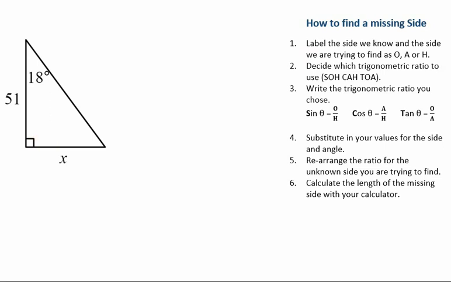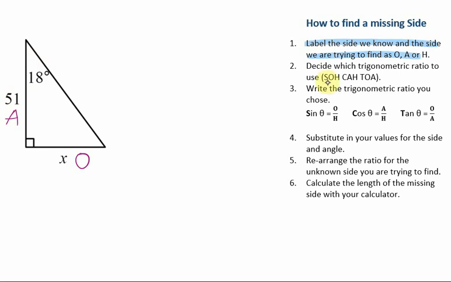So our first step, finding unknown sides of a right-angled triangle, is labeling the side we know and the side we are trying to find as opposite, adjacent, or hypotenuse. We know this side 51, and that is the adjacent side, so I'm labeling that A. We know this side x, and that is the opposite side, so I'm labeling that O.